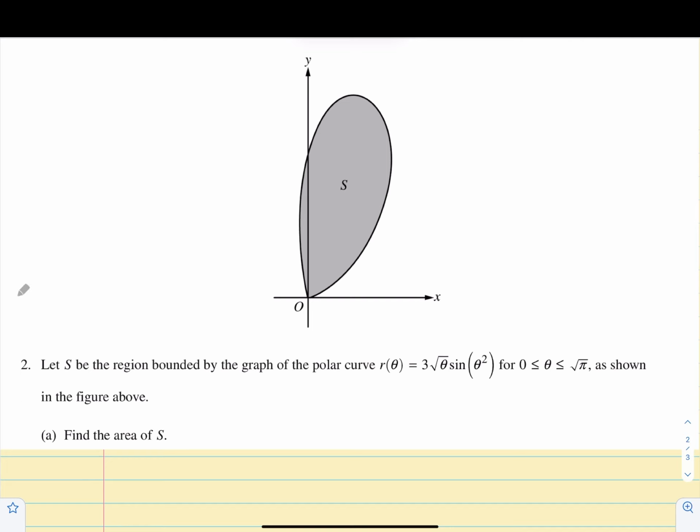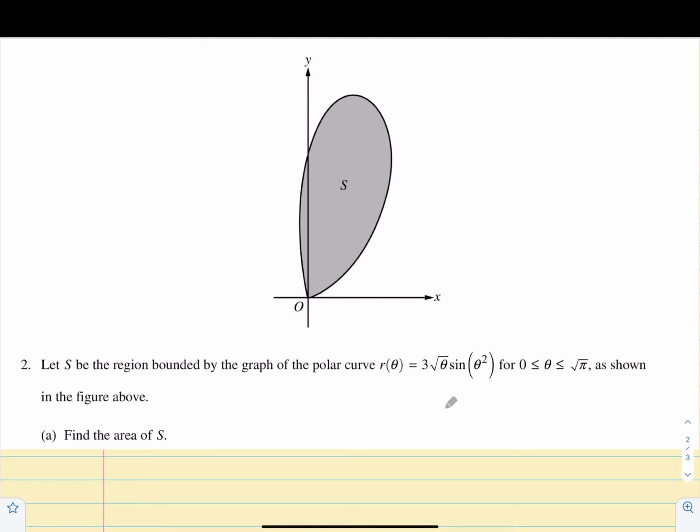Okay, here is question 2. Let S be the region bounded by the graph of the polar curve of this function, for theta bigger than or equal to 0 and smaller than or equal to the square root of pi, as shown in the figure above. Find the area of S.